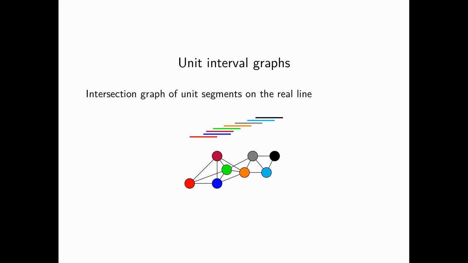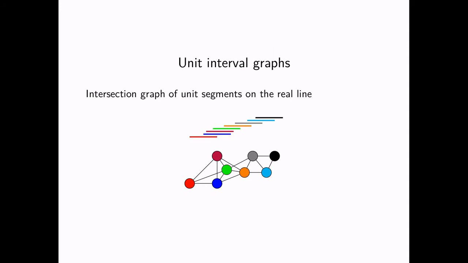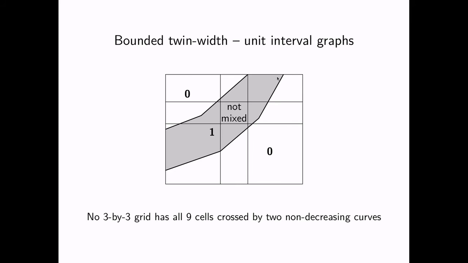So the first example is unit interval graphs, so intersection graphs of unit segments on the real line. So here the order makes no doubt. We want to order by left endpoints. So if you do that, you would get an adjacency matrix looking like this, and you could convince yourself that there is no 3-mixed minor. Whenever I take a 3-division, there will be a zone that is not mixed. So in that case, there is this zone which is constant.